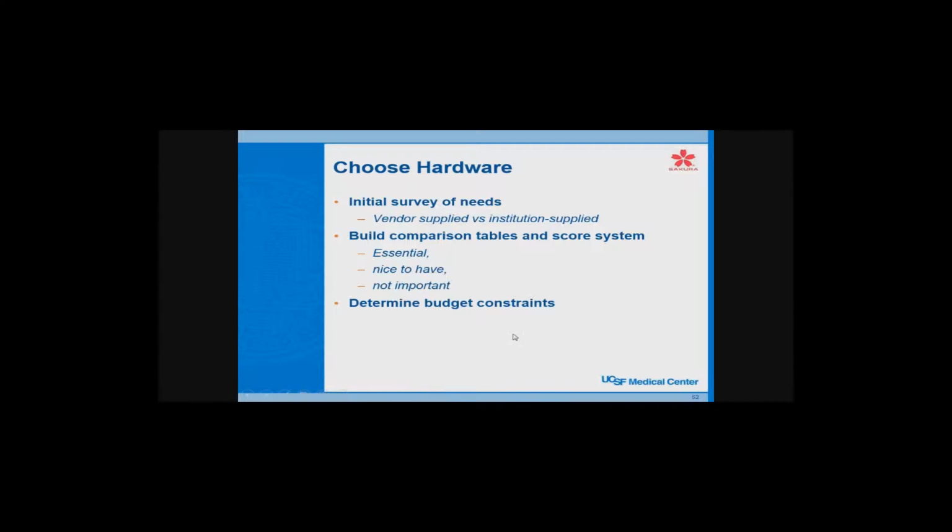And then choosing hardware, again, this is vendor versus institution supplied. And it may be you look at the vendor system, you don't like it, so you want to switch it out. But definitely look at what other people are using, ask a lot of questions. One of the things we did is we made grid comparison tables. So we would put on the left-hand side all the features that we wanted, and then on the top the different vendors, and then we'd put down in every cell how their system applied to that need.